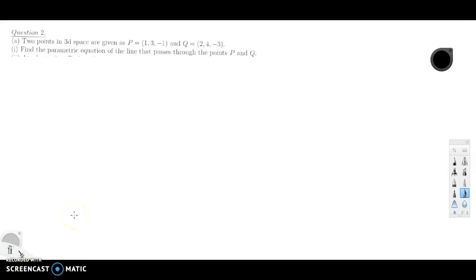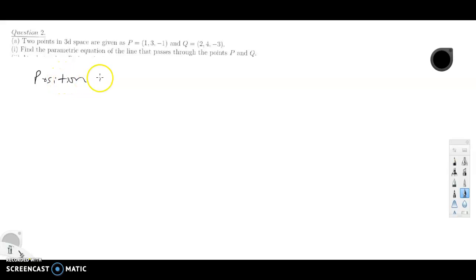Two points in 3D space are given: P is the point 1, 3, minus 1, and Q is the point 2, 4, minus 3. We're asked to find the parametric equation of the line that passes through the points P and Q. Well, first of all, we want to get the position vector A.